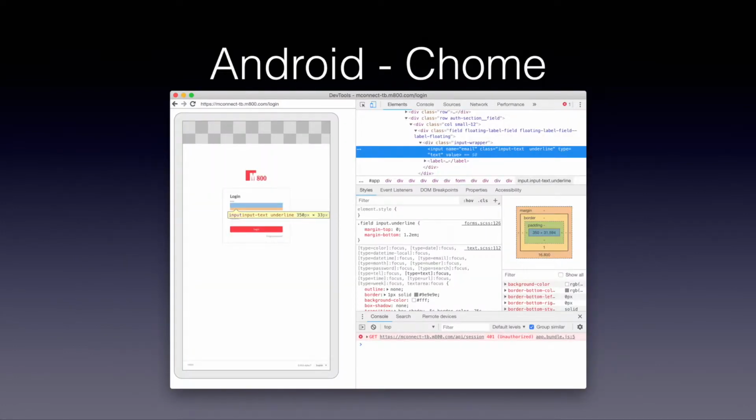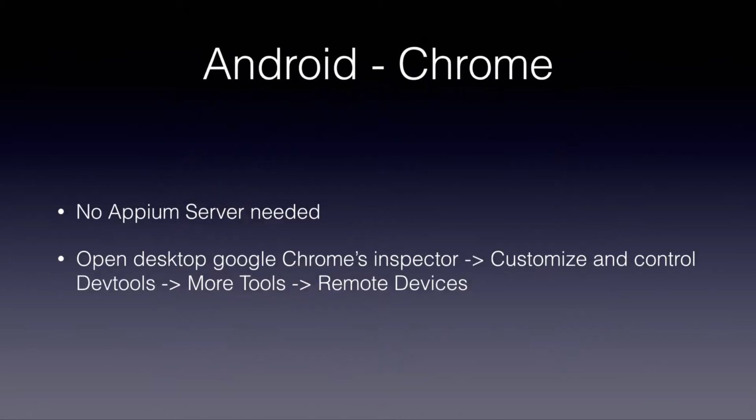And for Android, of course, it's via Google Chrome. The Android web inspector also needs no Appium server. You can open the desktop Google Chrome's inspector and go to customize and control dev tools, then more tools, and finally remote devices. And we will show you the demo.